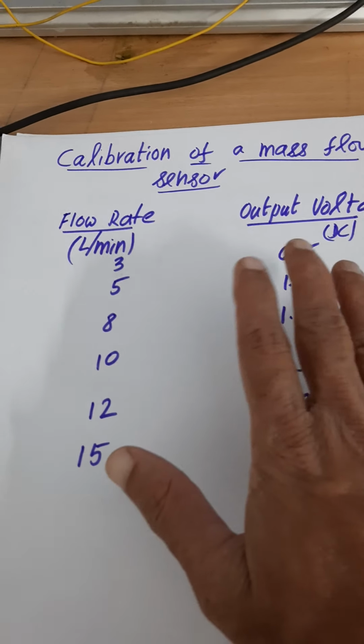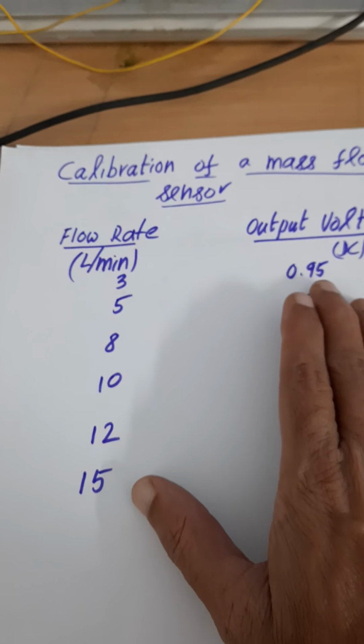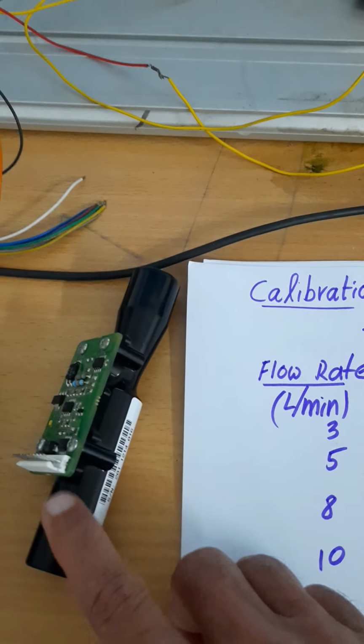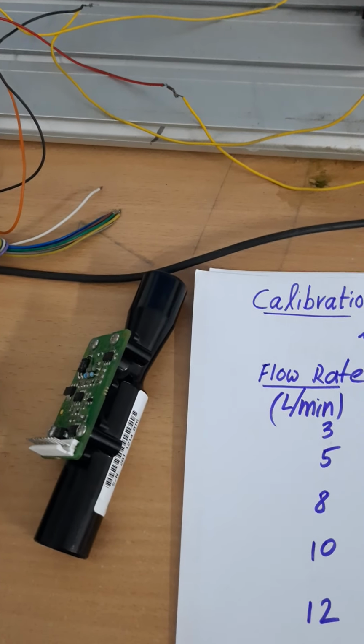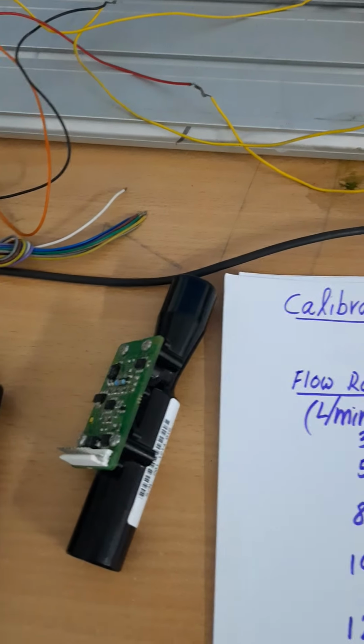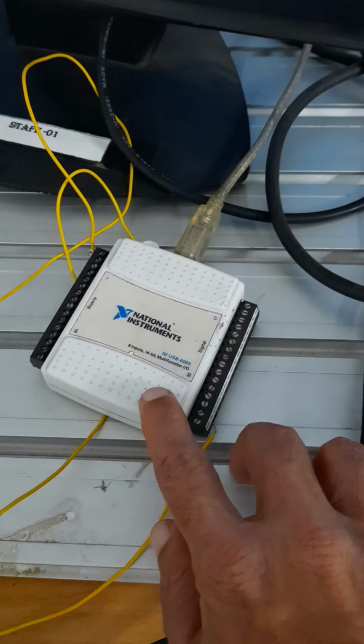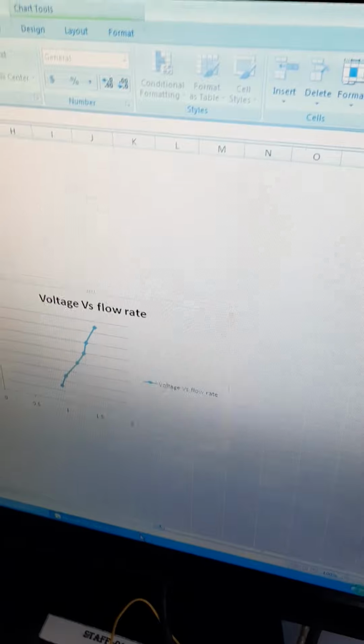So these calibrated values are going to be used for the purpose of interfacing this sensor with the virtual instrumentation software. The elements that are needed for this purpose are the mass flow sensor, data acquisition card, and the VI software.